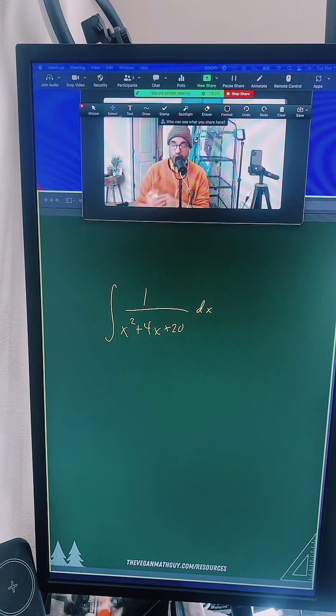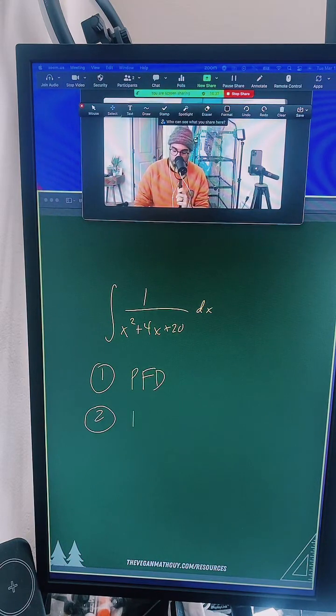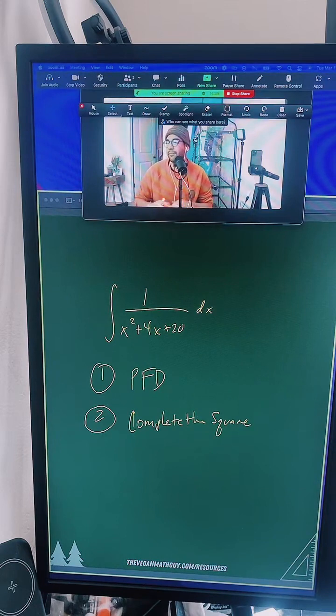So one thing that I would suggest is first, absolutely try partial fraction decomposition. And if that doesn't work, then go to complete the square. And if you complete the square, hopefully by then you can do an arctan, or if it's not an arctan, you're going to have to do something else.